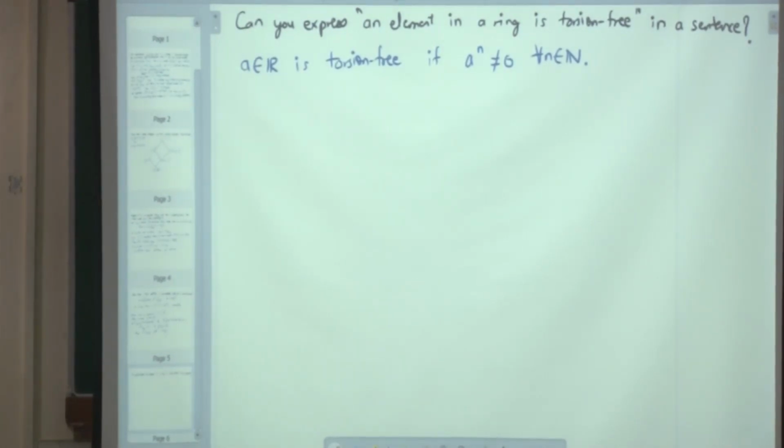Which elements of, let's say, Z mod 3Z are torsion free? Or what about the integers, just integers? Which elements are torsion free? All non-zero elements are torsion free. Very good. Then Z mod nZ, where n is arbitrary.